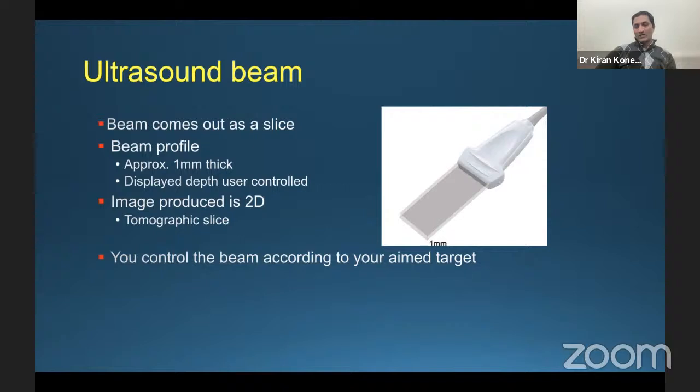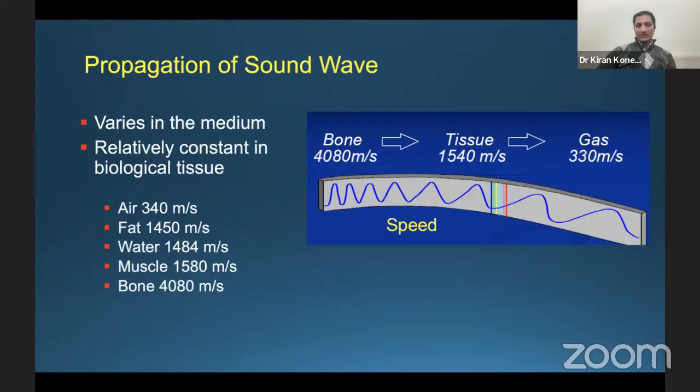And most of the images that were initially produced were M-mode, etc. Whereas nowadays we get 2D, and it has progressed up to 3D, which is quite significantly used in diagnostics and also obstetrics, and even 4D is available. The user can actually control the beam according to the aim and target, how deep or how shallow we want. The sound wave progression varies in various media. And as we know, in our body we have different types of tissues, which again have different impedances through which the wave can progress or move across.